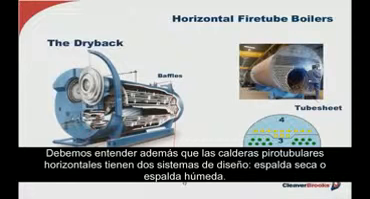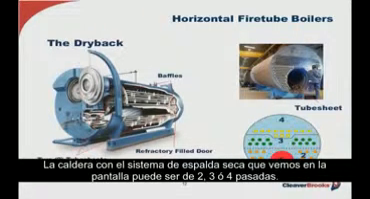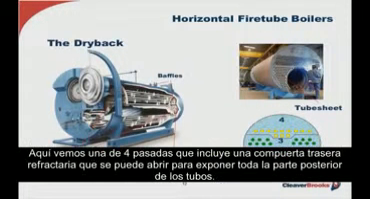You should also understand the horizontal fire tube boiler comes with either the dry back or the wet back design feature. The dry back fire tube, as you see now on the screen, can be either a 2-pass, 3-pass, or 4-pass design. This one that you're looking at, the cross-section, is a 4-pass, and it includes a refractory-filled rear door which can be opened to expose the entire rear tube sheet and then the tubes affixed therein.